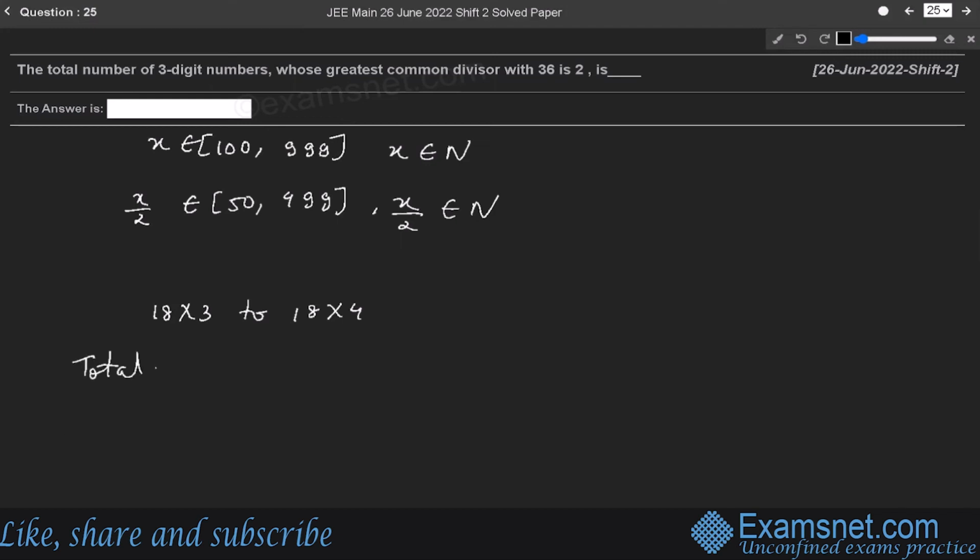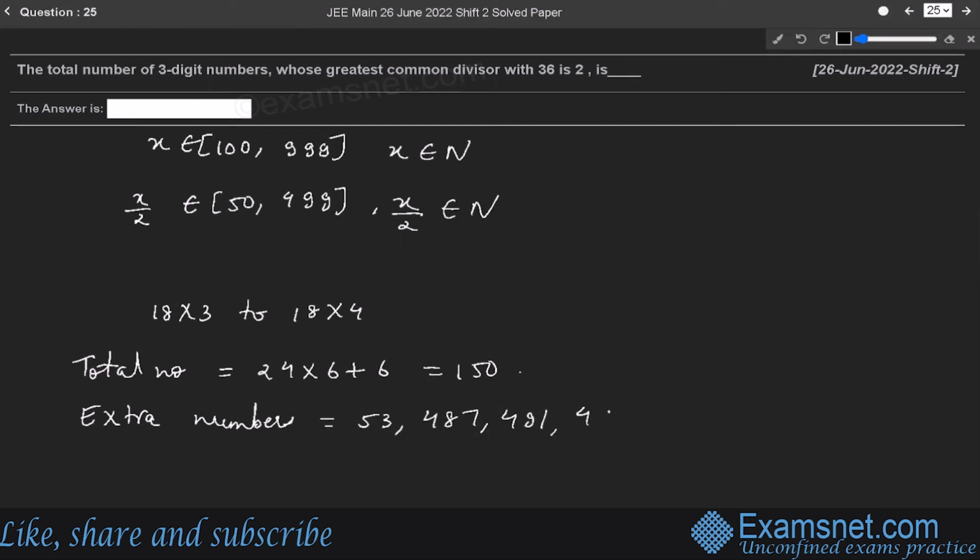Therefore, we can say that the total numbers will be equal to 24 into 6 plus 6, which is equal to 150. Therefore, the extra numbers from the total numbers will be 53, 487, 491, 493, 497 and 499. Therefore, we can say that the correct answer, which is the total number of 3-digit numbers, is 150. So the correct answer is 150. I hope this question is clear to you.